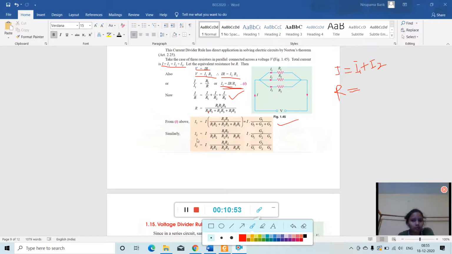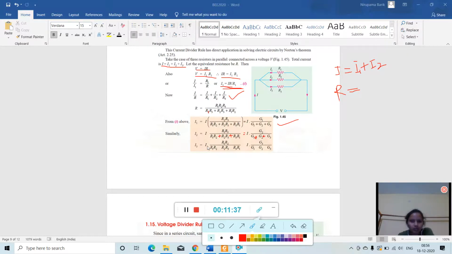Then the I2 expression: I2 is equal to I, the total current, into R1 R3. I2 is the current through the resistance R2. So here the opposite resistances are R1 and R3. So the product of the opposite resistances, that is R1 and R3, divided by the sum of all the products, that is R1 R2 plus R2 R3 plus R3 R1, is equal to, in terms of conductance, I into G2 divided by G1 plus G2 plus G3.